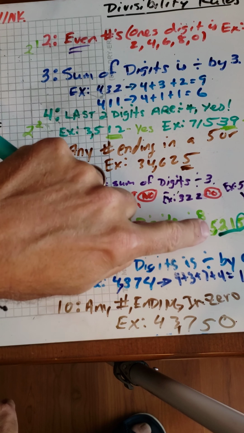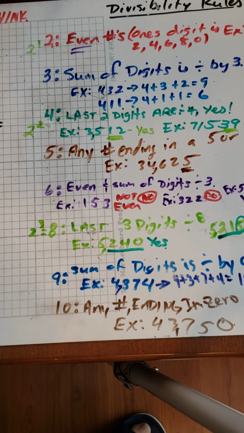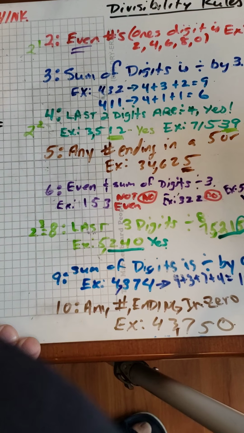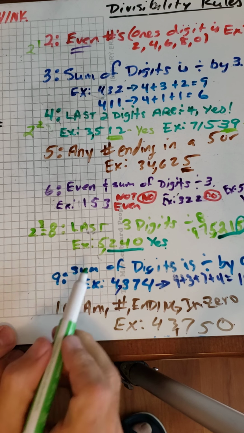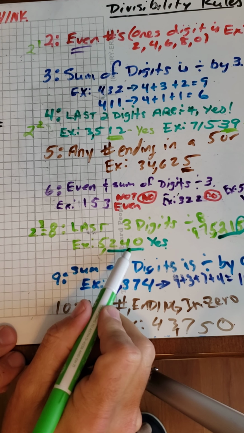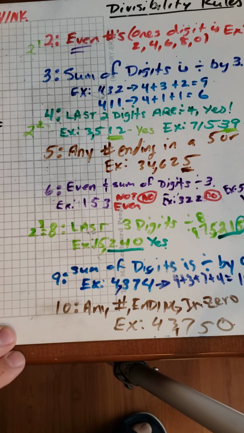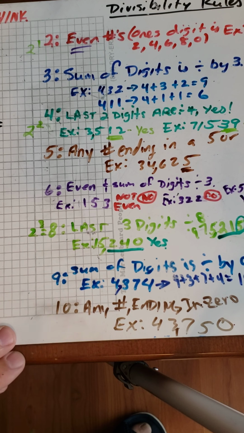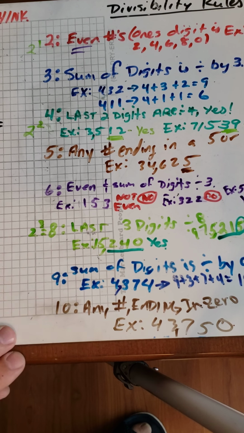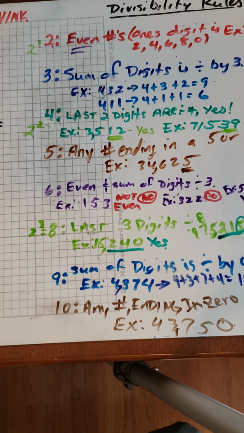So no, that means this whole number is not divisible by 8. So that number is 5,215. If this is the number, it's still not divisible by 8. If I come over here and look at the 5,240, if it's 15,240, that number is still divisible by 8. So all I have to do is check the last three digits. If they work, then the whole thing is divisible by 8. If they don't work, then the number's not divisible by 8. Okay? All right, so that's your divisibility rules.